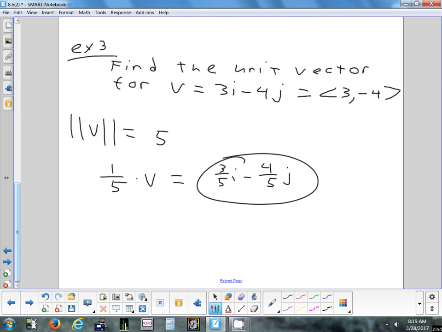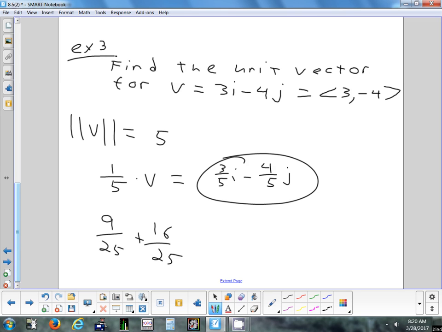And you could check, make sure the length is 1. If you square the first fraction, you get 9/25. Square the second one, you get 16/25. And what do you get if you add those up? 1. You get 1, and then you take the square root of it, which is 1. So we just check the length of it, and it is 1. Okay. So any questions on how to find a unit vector if you're given a vector?